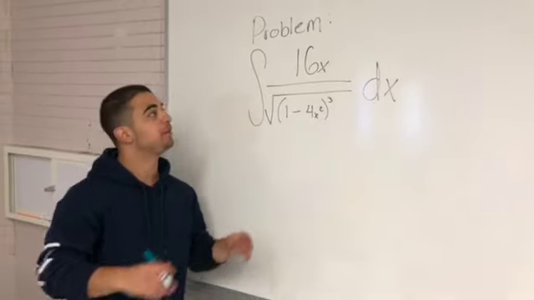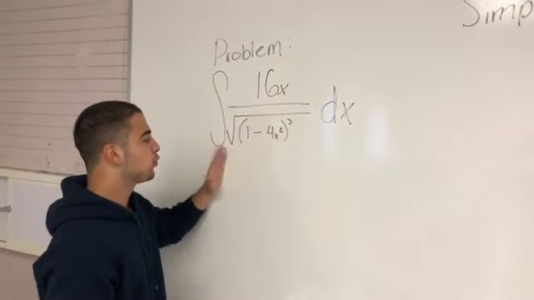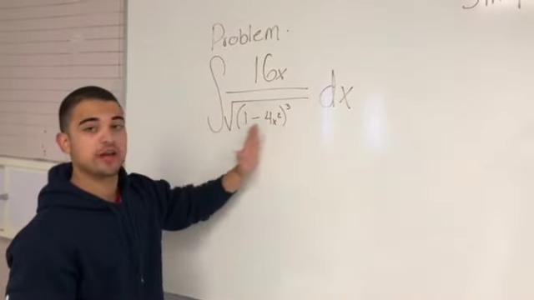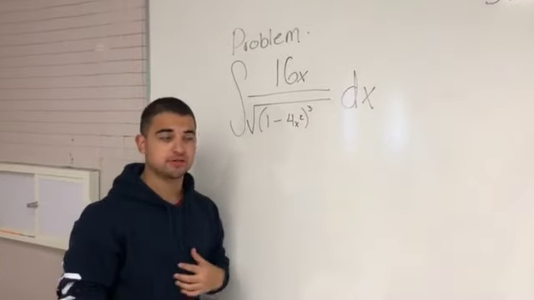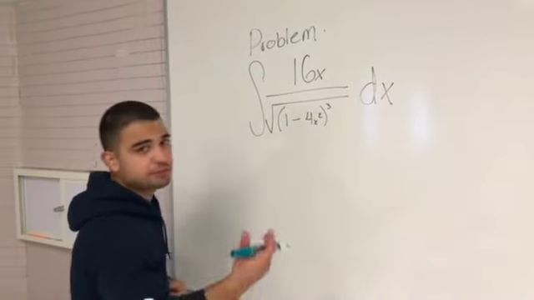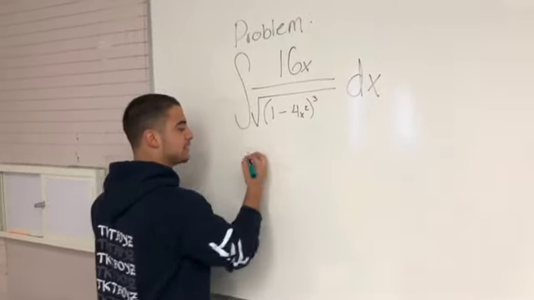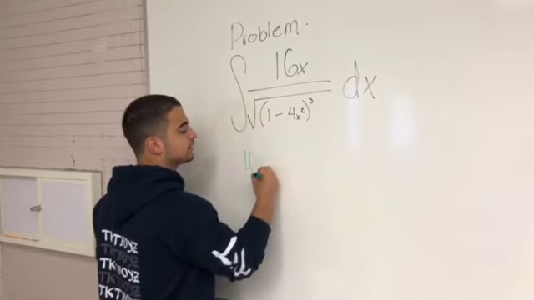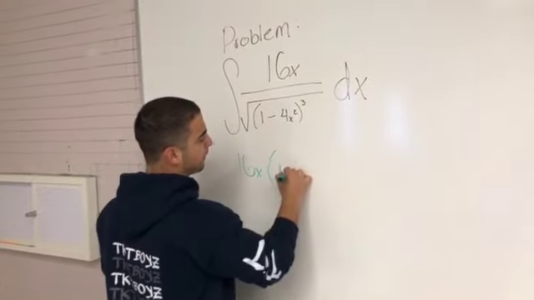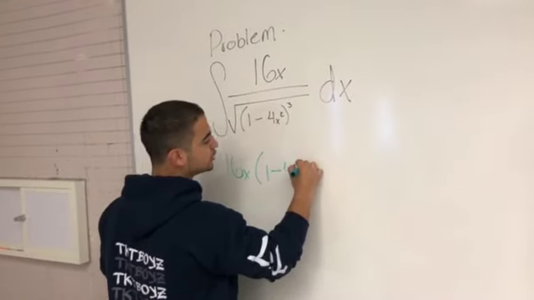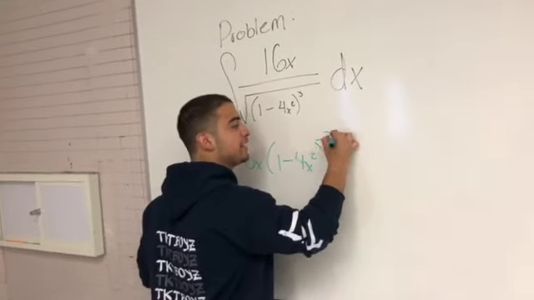Okay, now we're going to be doing problem 29 from section 2, and the problem is 16x over the square root of 1 minus 4x squared, everything cubed. We're going to do this problem by substitution. Integrate by substitution. So the first step is we're going to rewrite the problem as 16x times (1 minus 4x squared) raised to the negative 3/2.